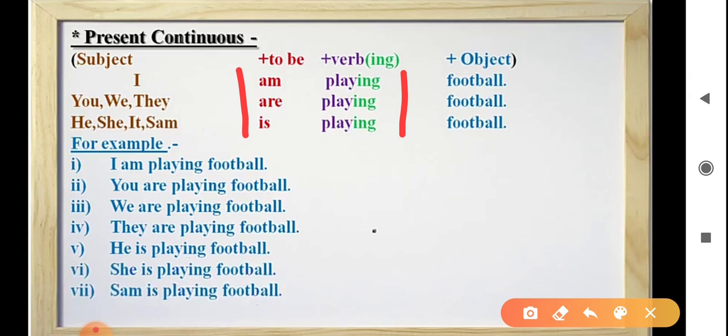For examples, I am playing football, you are playing football, we are playing football, they are playing football. He is playing football, she is playing football, Sam is playing football. I is always followed by the am. You, we, they are plural subjects. That's why they are always followed by are. He, she, and the name of a person are singular. That's why they are always followed by is.